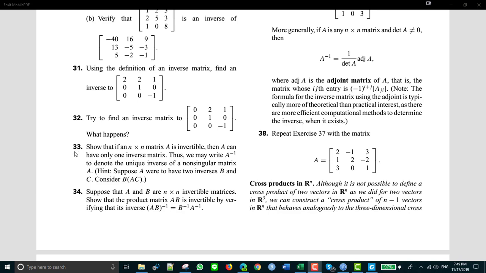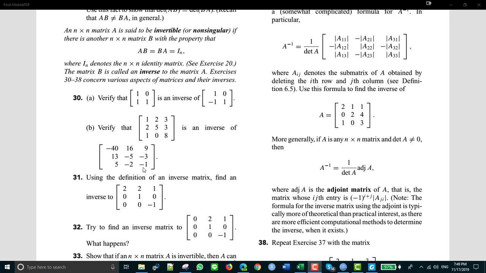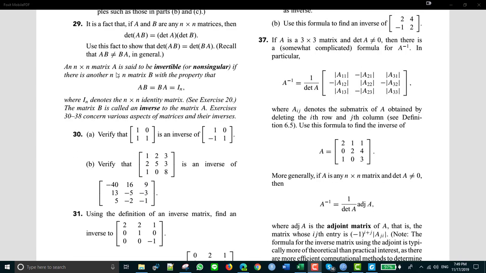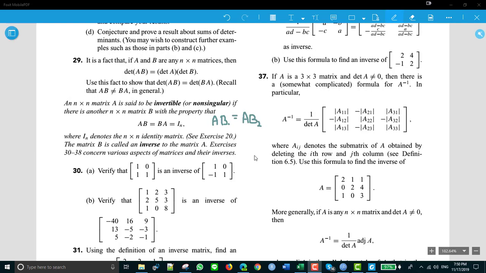So the next question is about whether the inverse is unique. That is, we said A is invertible if there's a B such that when you multiply A times B, you get I. But could there be 2 different B's that work? That is, when you multiply them times A, either one of them will give you the identity. That would mean we have 2 inverses, B1 and B2. But that would mean that AB1 equals I and AB2 equals I. That means they're equal.